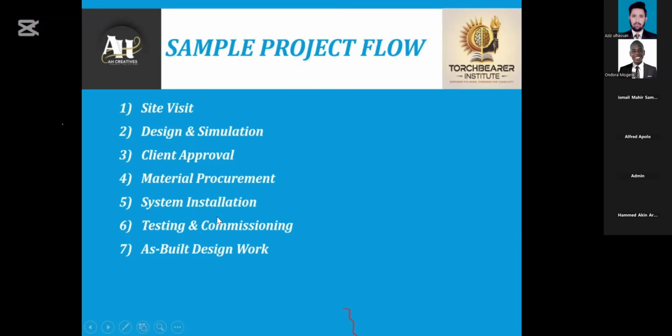After installation, it's very paramount and very important that you do testing and commissioning of the system. If you did a design of a system of 1 megawatt, during testing and commissioning you should test 1 megawatt. So testing and commissioning is very important, and also as-built design work. The as-built design is kept in a safe place on the site so that it will be easier for operation and maintenance. Yeah, so the as-built design is very important.